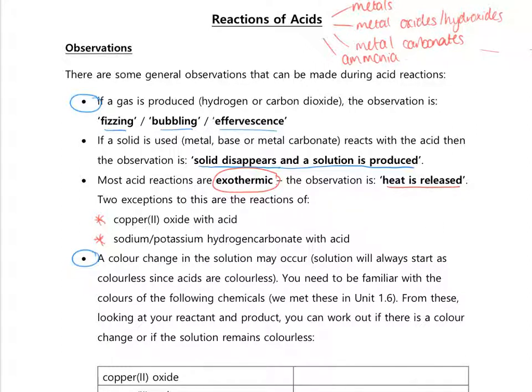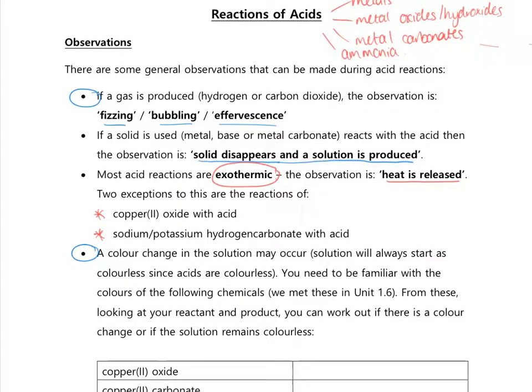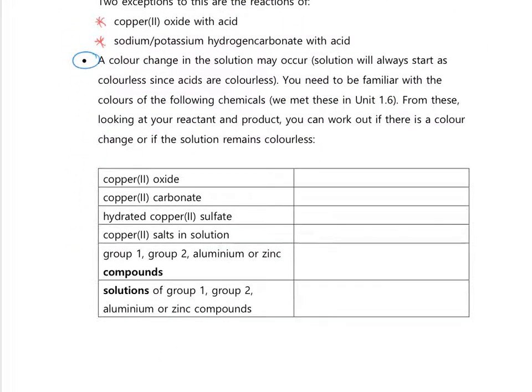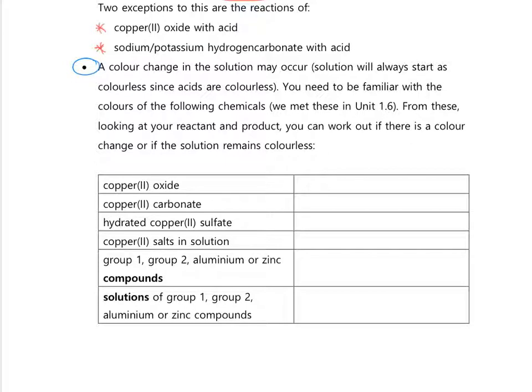And you should be familiar with these from Unit 1.6, but the table below gives you a list of chemicals that are coloured, and you need to be familiar with their colours. So we'll fill those in now, but you should be able to fill them in from Unit 1.6. You should be familiar with them. So if you want to pause the video and try to fill out the table yourself, you can do.